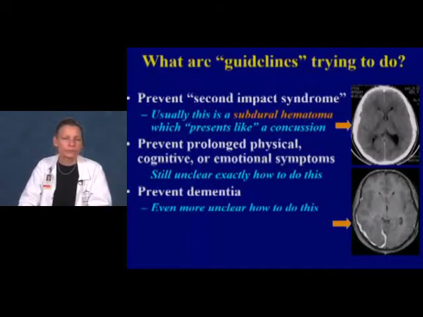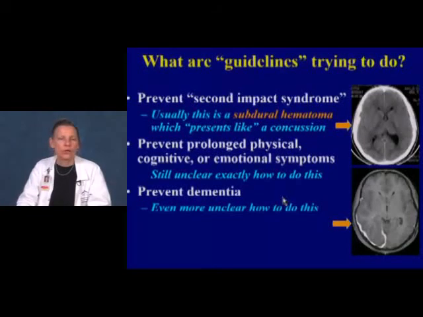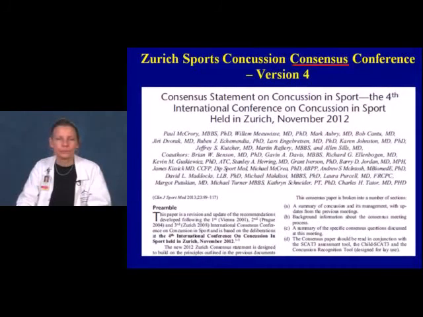part of their injury. The second reason to have guidelines is to try to prevent prolonged physical, cognitive, or emotional symptoms after a concussion. Not after hemorrhage per se, but now we're talking about a standard concussion without hemorrhage. It's still unclear what one needs to do to prevent these prolonged physical, cognitive, or emotional symptoms. And finally, there's been a great deal of interest in concussion about preventing late effects decades or years later, such as dementia and emotional decline. It's even more unclear what kind of guidelines one should use to prevent these late effects, which are incompletely understood.